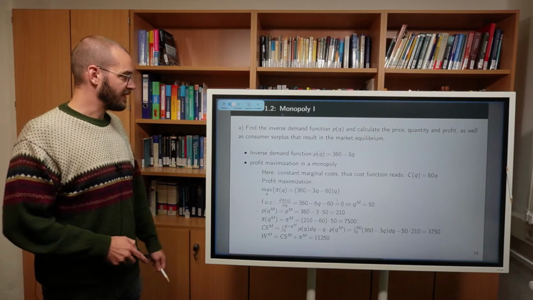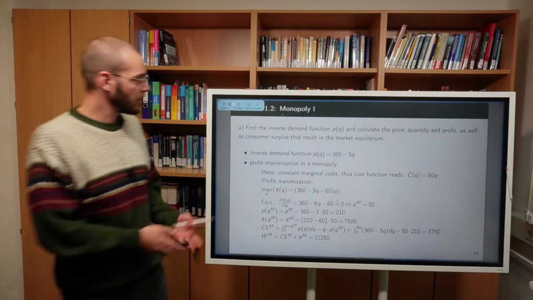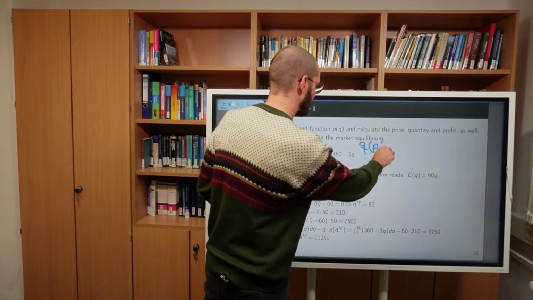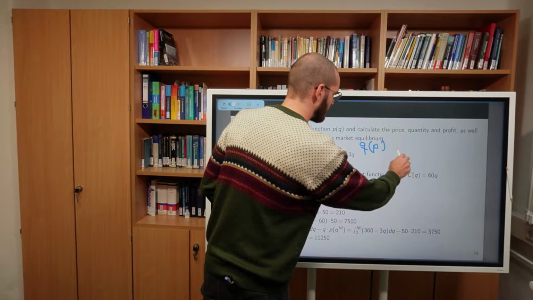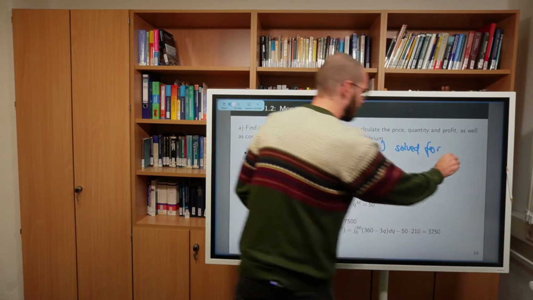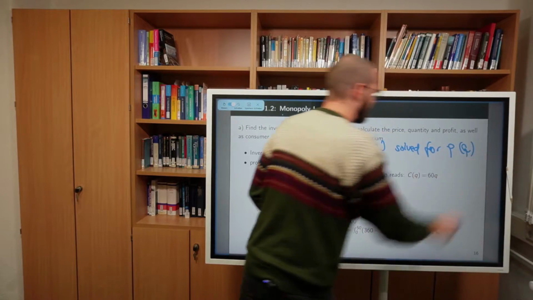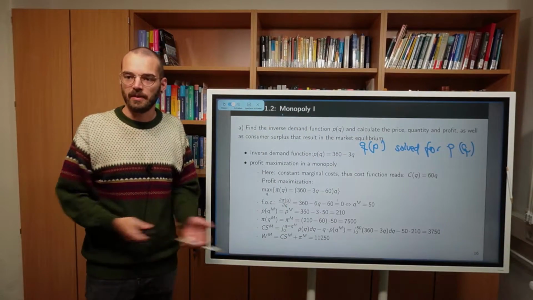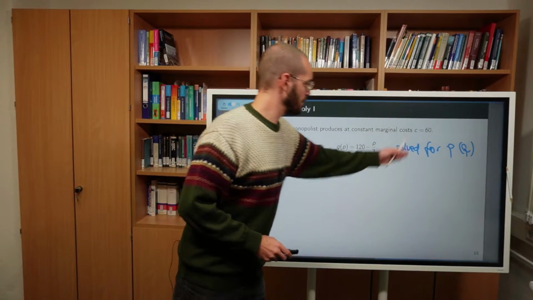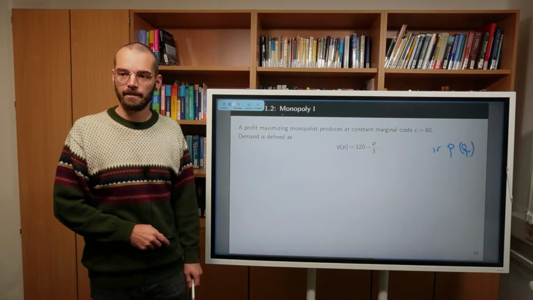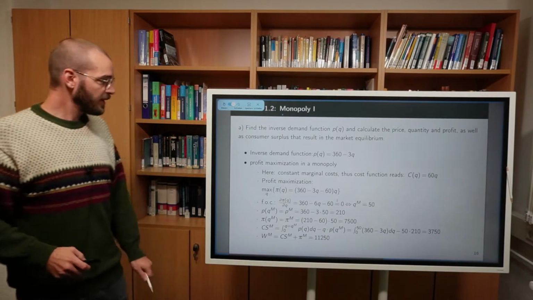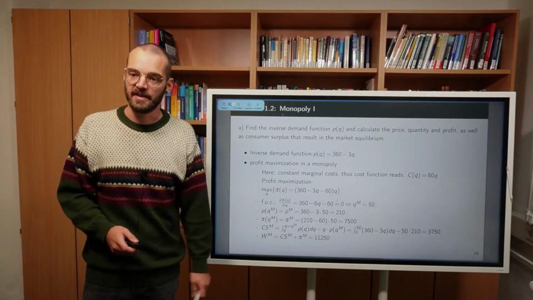So the inverse demand function, of course, is simply the demand function Q of P solved for P of Q, right? So what we're basically doing is just rearranging the demand function that was given on the slide by solving it for P. With that out of the way, we can now find the market equilibrium in this situation.